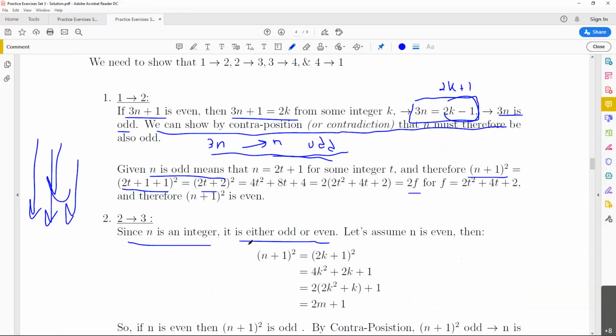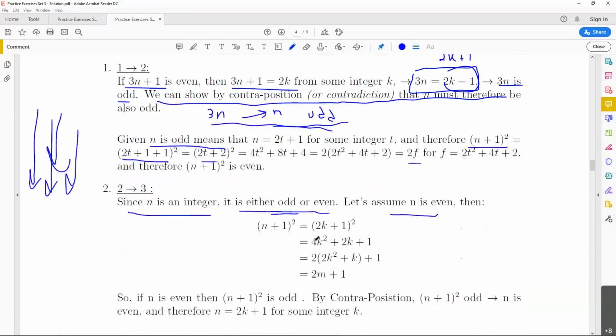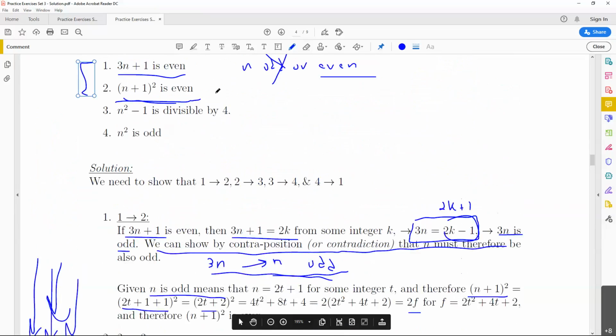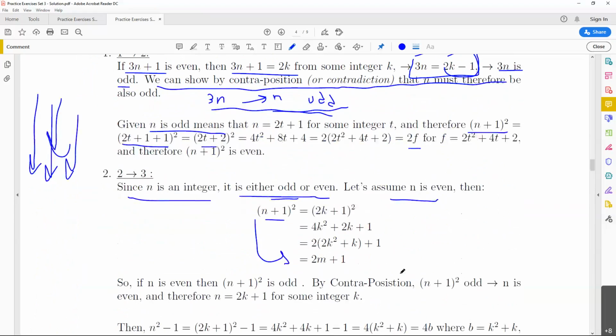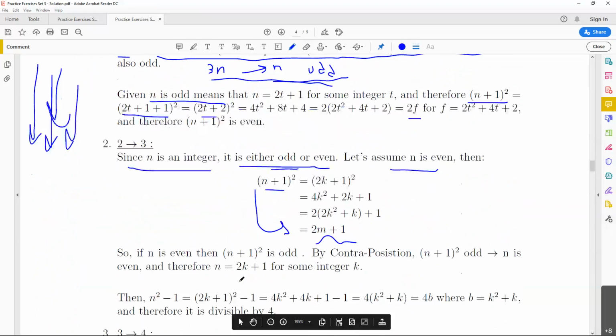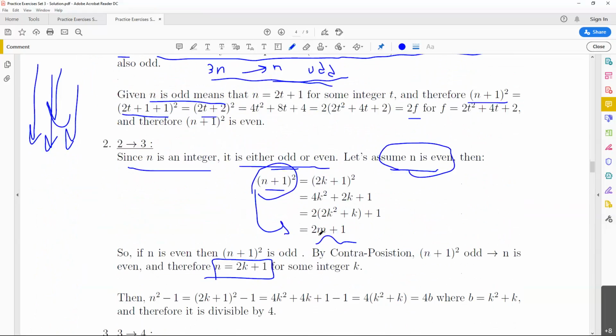So since n is an integer, it's either odd or even. Assume n is even. Then if you expand n plus 1, you get that it's odd. But remember, we're proving this implication, so n plus 1 squared is even. It's given that it's even, it's not odd. So this is kind of like a mini contradiction. Again, you assumed n is even, you got that n plus 1 squared is odd, but this is wrong since it's given that it's even. Therefore, n has to be odd.